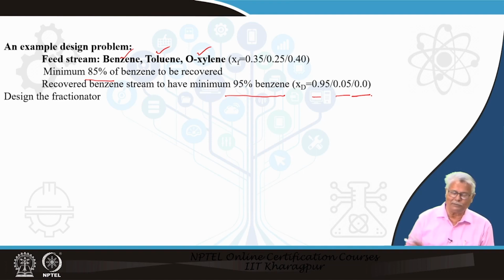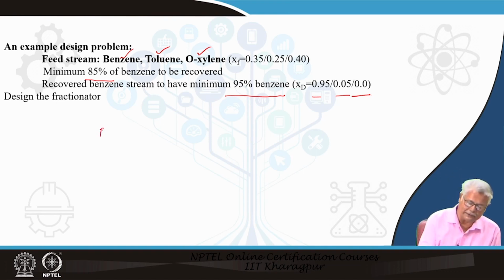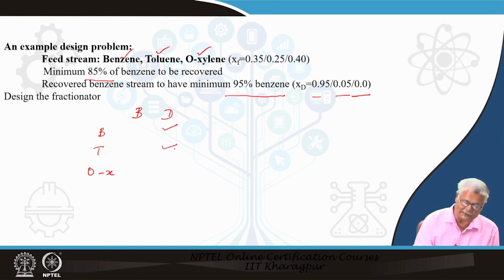So, what we find is we have benzene, we have toluene, we have orthoxylene, and if I look here at the B and the D, benzene is available at the distillate, toluene is available at the distillate. We recovered only 85% of the benzene. So, the rest amount of benzene will be present in your bottoms. Naturally, if benzene is present in the bottoms, the heavier ones will be available there too.